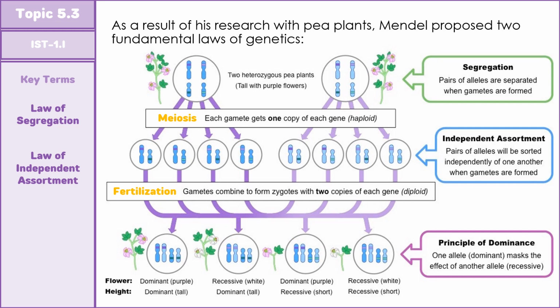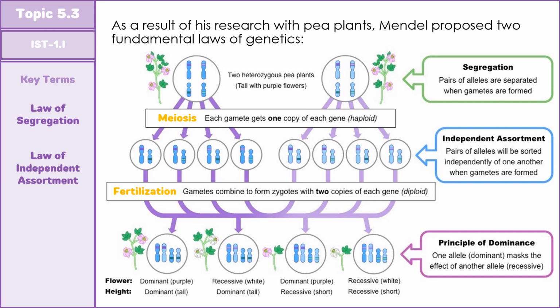The other two fundamental laws that we're going to look at today echo back to what we saw during meiosis. So we have segregation, the idea that our alleles are separated when our gametes are formed. To segregate means to separate something. So each of our gametes is going to inherit a different chromosome from our parent cell.